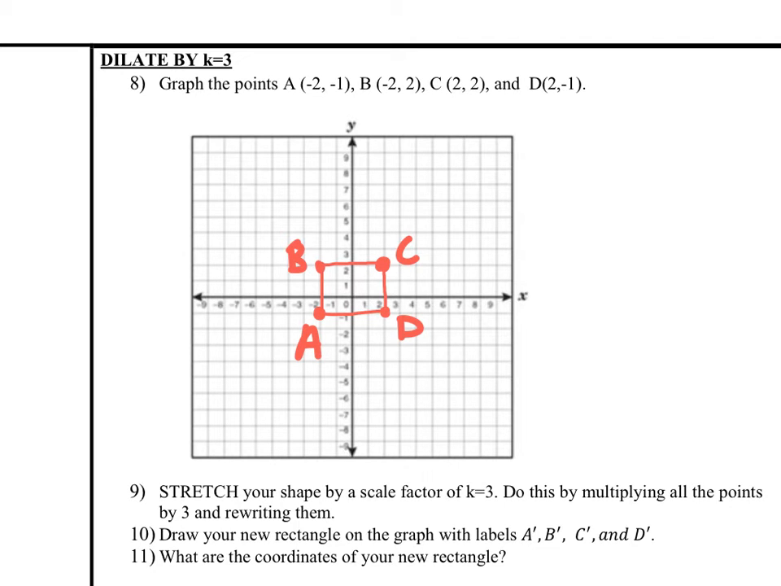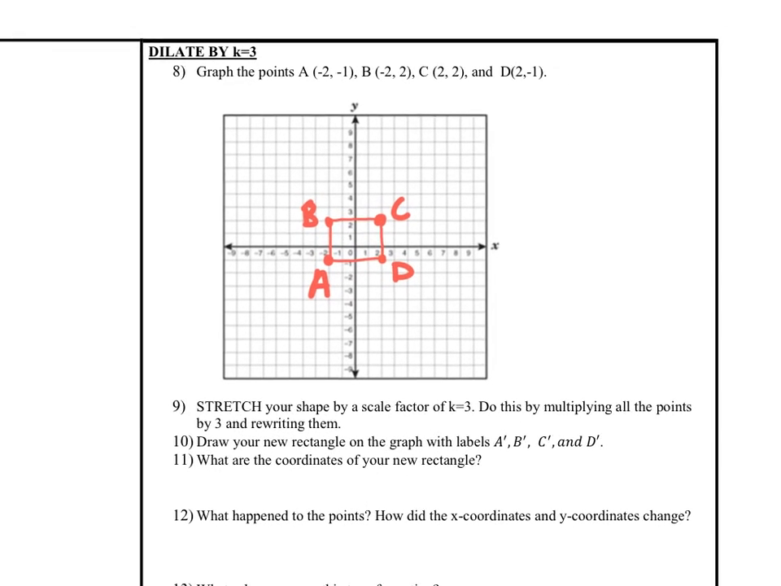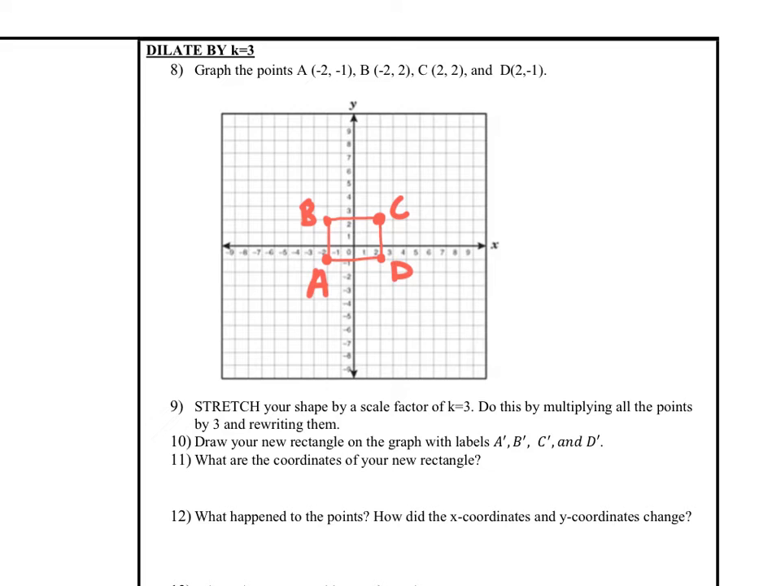By a scale factor of k equals 3. K is the letter that we use to represent scale factor. Wasn't my idea. That's just what we do. So we are going to multiply all of the points by 3 and rewrite them before we graph them. So let's rewrite our coordinates right here for number 11, since it says what are the coordinates of your new rectangle.